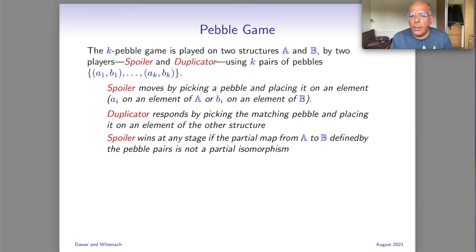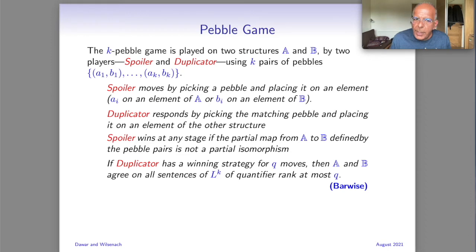Now, at any point, there are some pebbled points on each structure, and this defines a partial map from A to B, right? The map that takes the element pebbled by AI to the element pebbled by BI. If this map is not a partial isomorphism, right? If there is some atomic fact true in one of the structures and false in the other on pebbled elements, then spoiler has won the game. Spoiler has demonstrated the difference between the two structures.